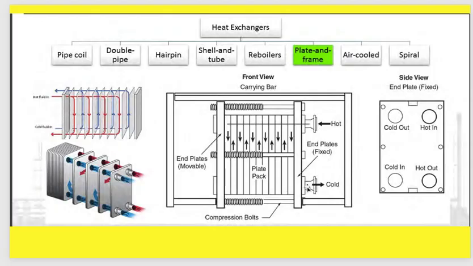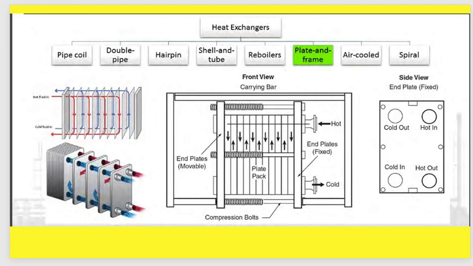As we can see from the drawing here, we have the main composition of the plate and frame heat exchanger, and we have many plates. The target of these many plates is to increase the surface area for heat exchanging. As we can see from the drawing here, there are two passes: one pass for the hot flow and the other pass for the cold flow.